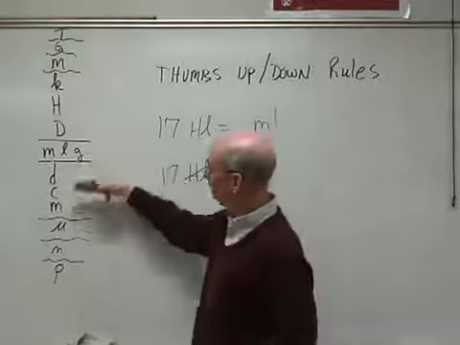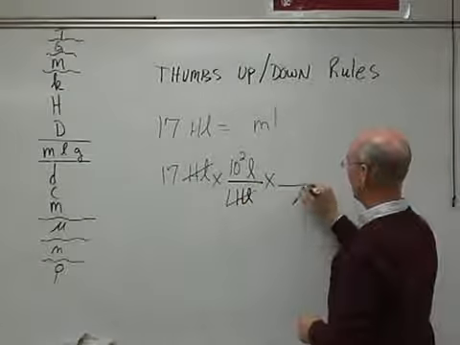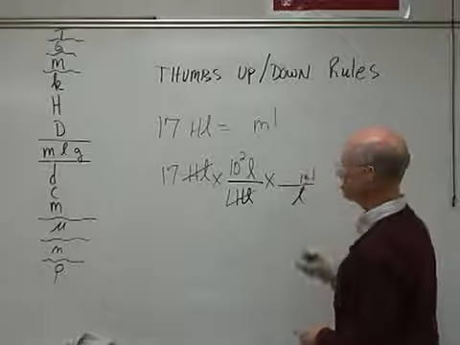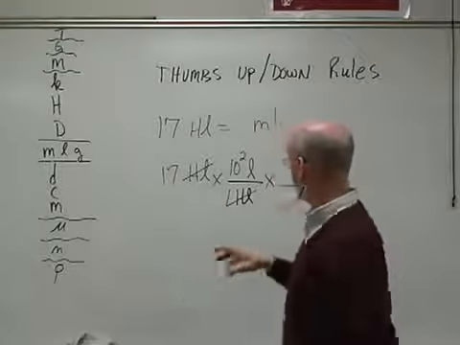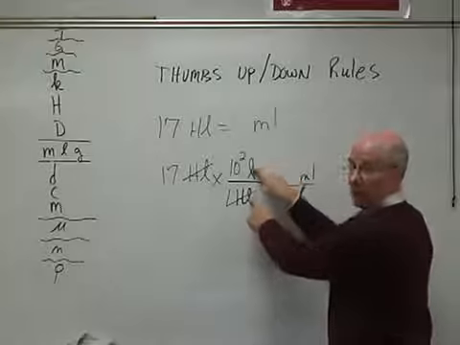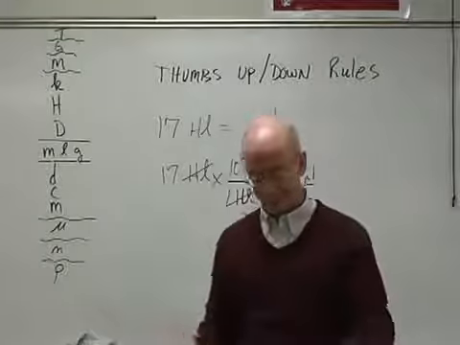I'm now going from liters to milliliters. To get rid of liters, I'm going to divide by liters. And I'm going to put milliliters on top. These are my conversion factors, remember from before. They're based on equalities. These two are equal to one another. So I can put one on top of the other. Either way, they still equal 1.